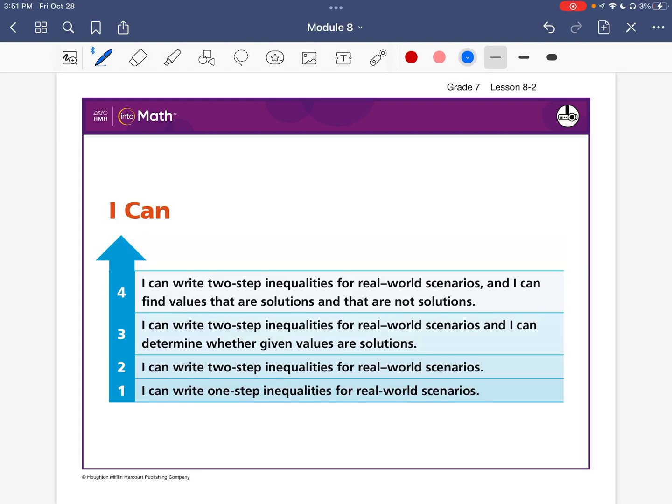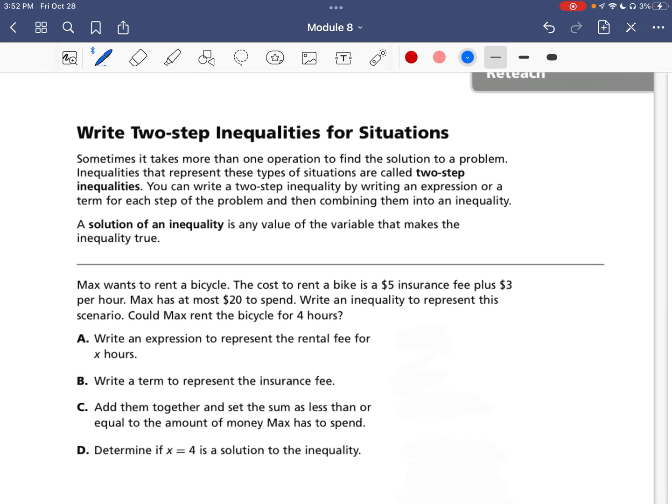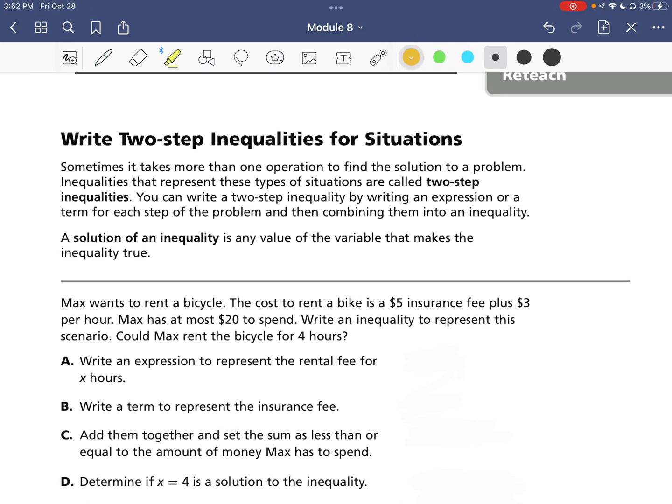Here is grade 7, module 8, lesson 2. I can write two-step inequalities for real-world scenarios, and I can determine whether given values are solutions. So just a reminder, a solution of an inequality is any value of the variable that makes the inequality true.